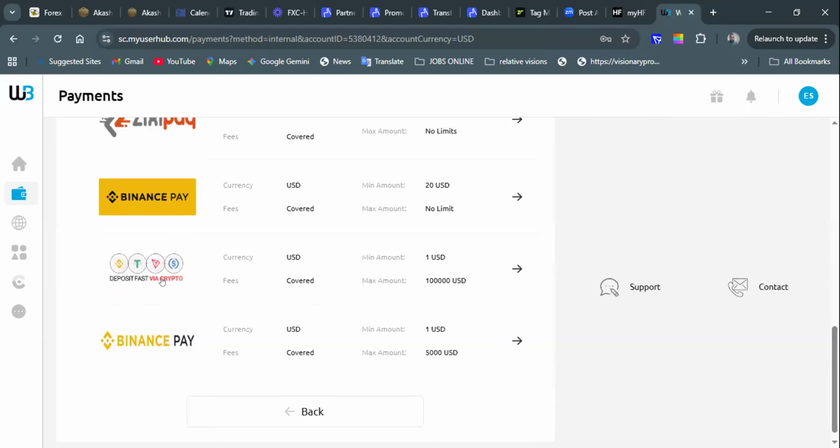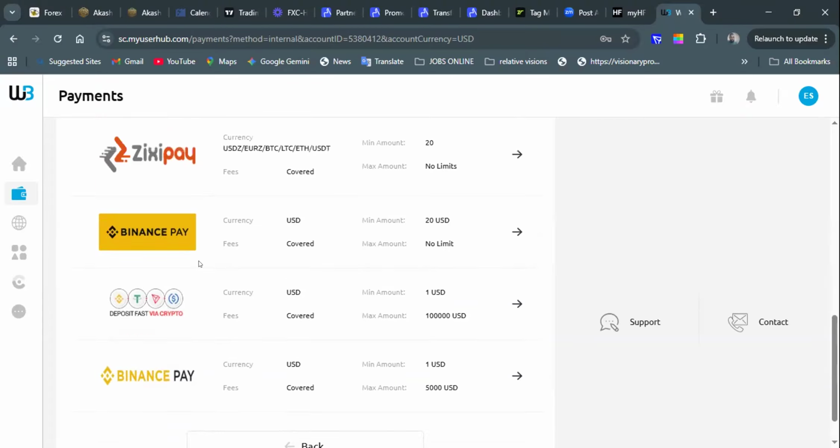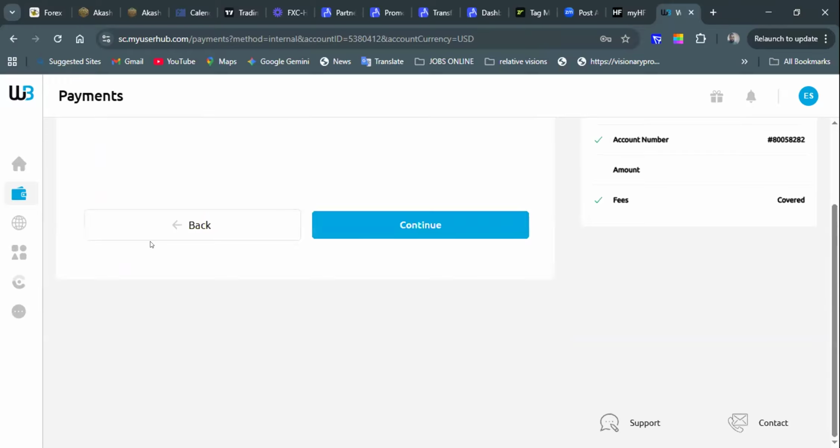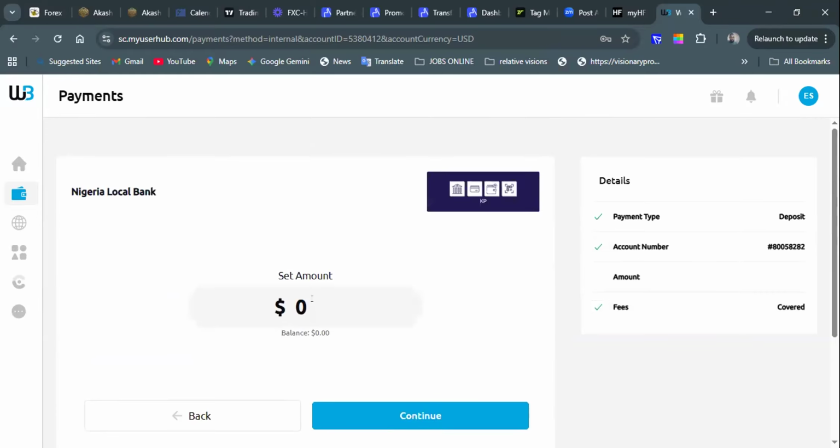That's a deposit fast via crypto. You can click on this. I love crypto a lot. I can click on this and use it, but I know the majority may not know how to work around exchange. So let's say Pay.